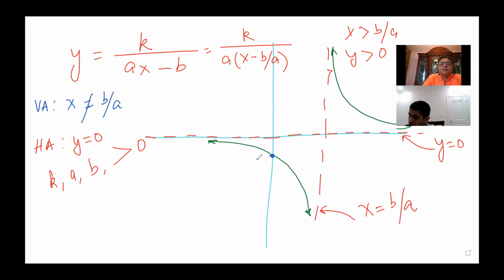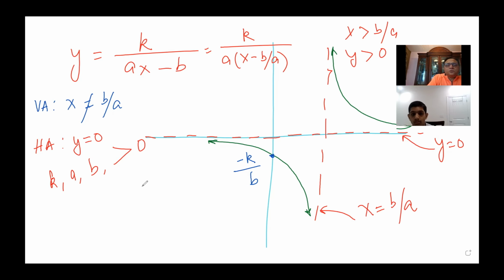Where this particular point, which is the y-intercept, is going to be what? Just substitute x equals 0. So this point will be k over b with the negative side. Am I right? Do you see? Once you understand the concept, you can now sketch hundreds of equations with this particular screen seen there. Is that okay?